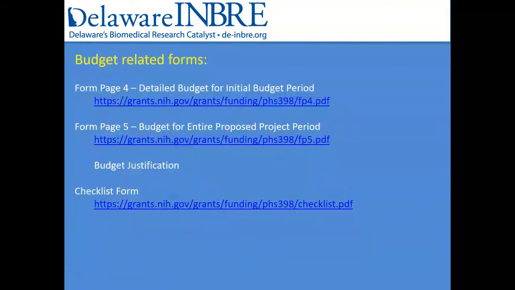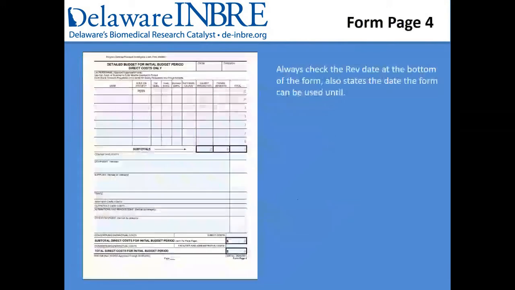So the forms that I'm going to focus on today are, like I said, budget related. It's Form Page 4, Form Page 5, and at the bottom of Form Page 5, there's also a budget justification. So you will hear from people that work in sponsored programs that they need your budget justification, and a lot of times they will also ask for the checklist. So I'm going to cover that one as well. And those are links in this slide that go directly to those form pages, but they are, again, all listed on that first page that I showed you a link to.